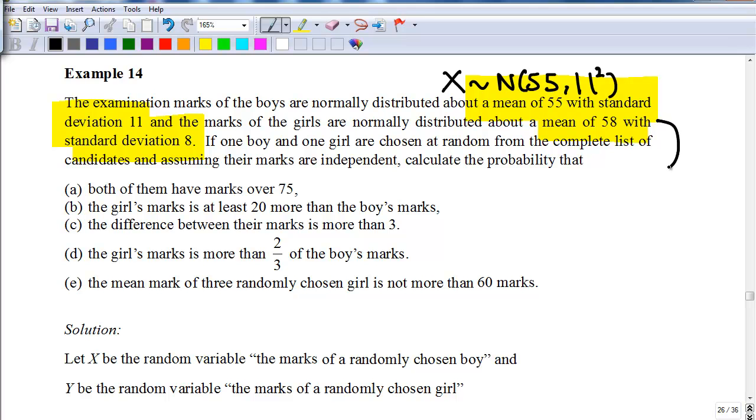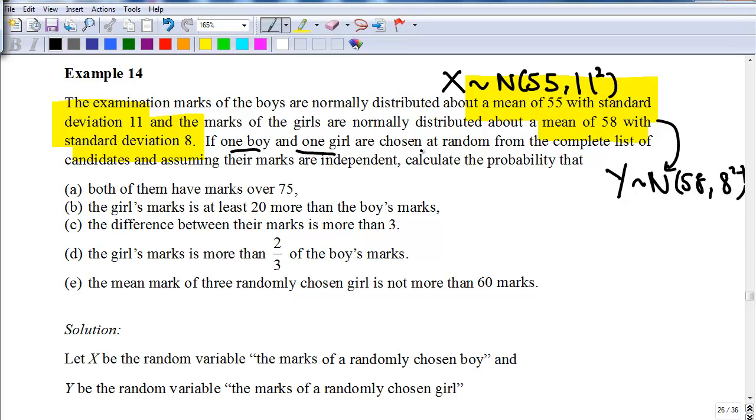Now likewise for girls, I can write down, if I call the marks of a randomly chosen girl Y, then Y follows a normal distribution with mean 58 and standard deviation 8, which means your variance will be 8 squared.